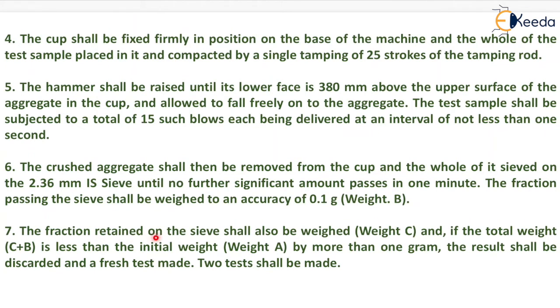The fraction retained on the sieve shall also be weighed, let it be C, and if the total weight, that is C plus B, is less than the initial weight, that is A, by more than 1 gram, the result shall be discarded and a fresh test is made. 2 tests shall be made.